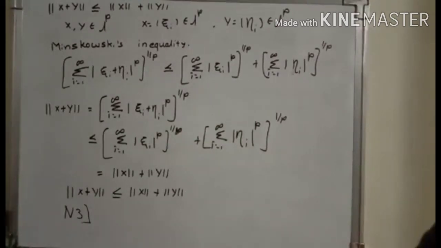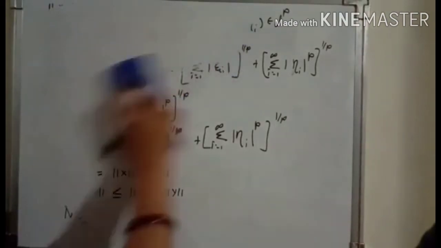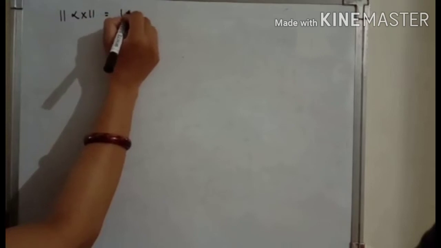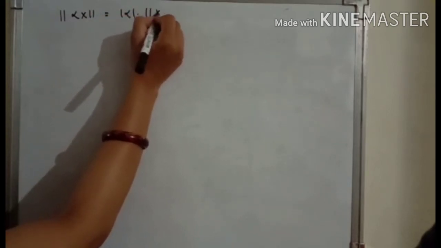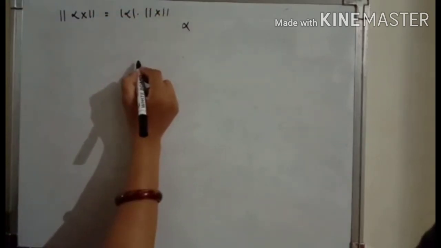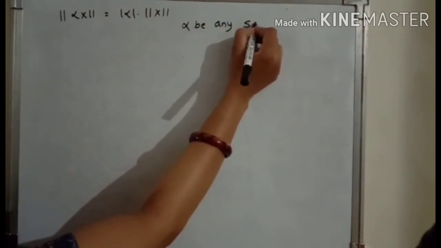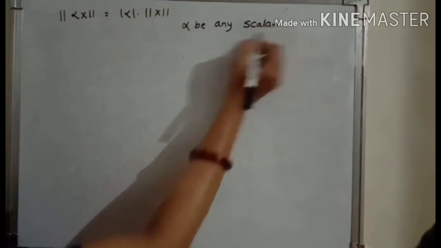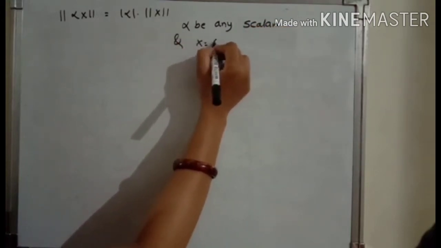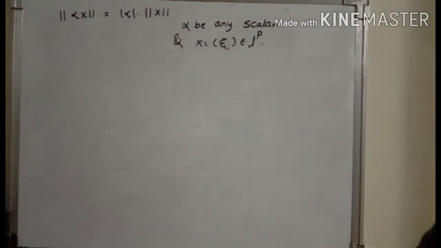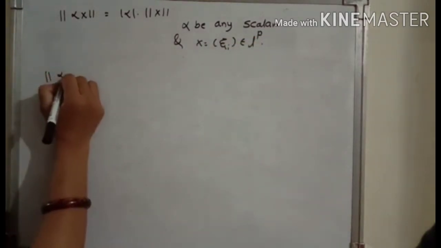That is, we have to show that norm of alpha x equals mod alpha into norm of x, where alpha be any scalar, and x equals the sequence xi i, an element of LP. Now we start with norm of alpha x.